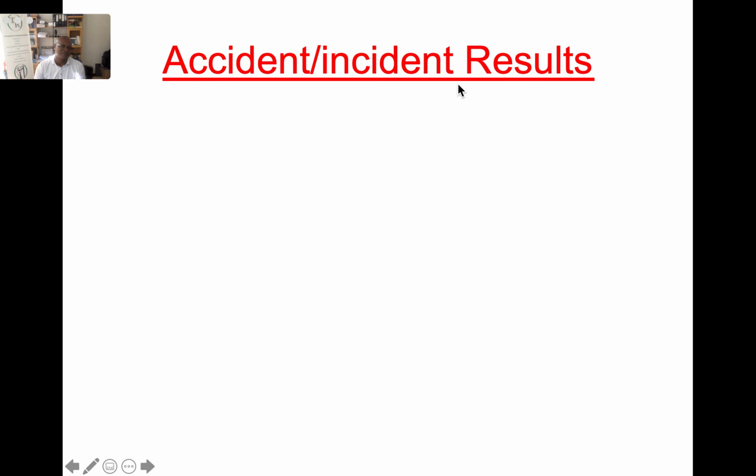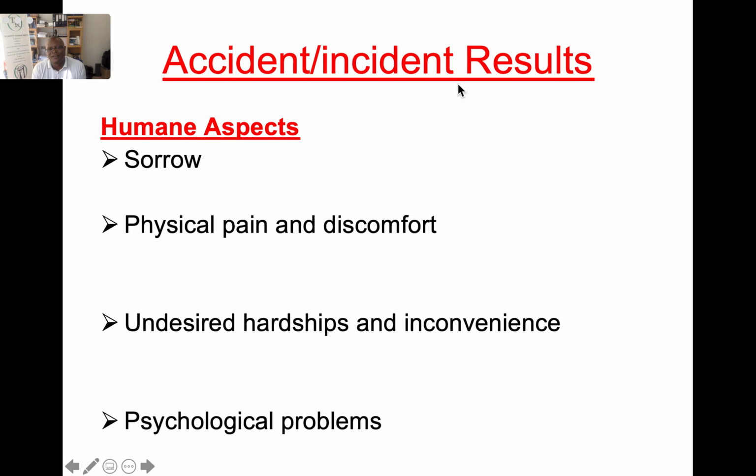Accident incident results. Okay? In accident incident results, you are required to tell us what are the results of accidents, particularly with a focus on the humane aspects. What are the humane aspects of accident incident results? That's what we are asking. And if you remember very well, I'll quickly go through this. The four main items, amongst others, that we talk about as the humane aspect of accident results. You are required to give us 4 of these in your test as answers.